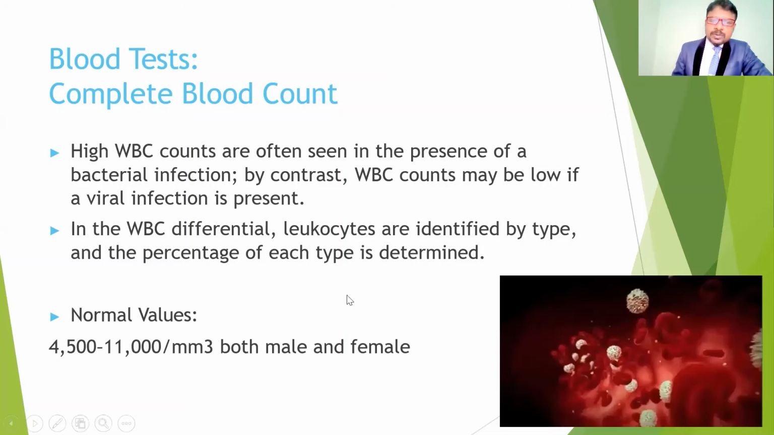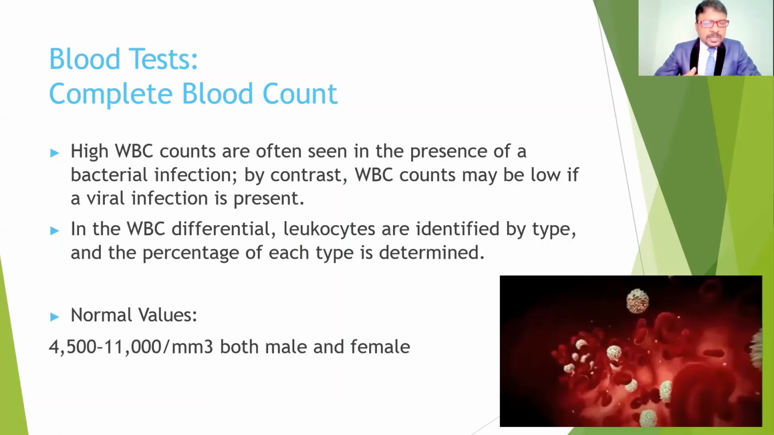High WBC counts are often seen in the presence of bacterial infections. By contrast, the WBC count may be low if a viral infection is present. So that is the variation. If it is a viral infection, the WBC count is going to decrease. If it is a bacterial infection, the count is going to increase.